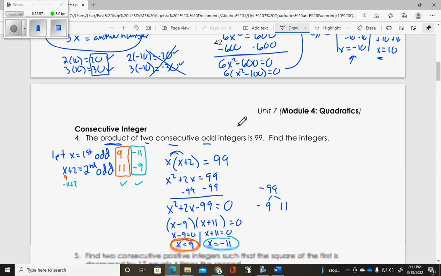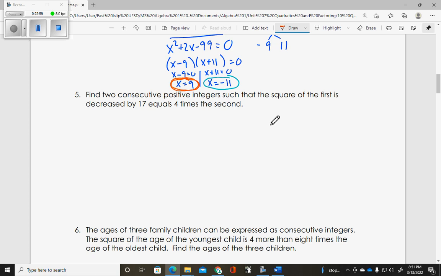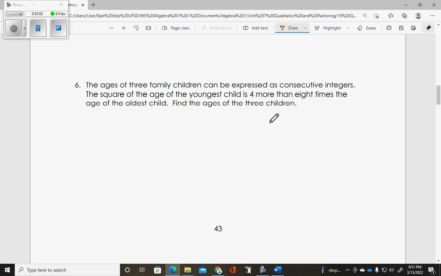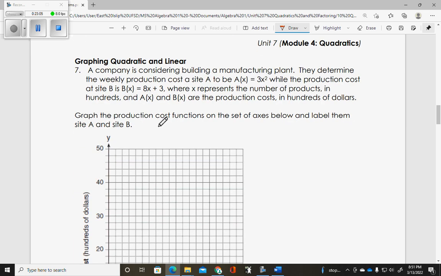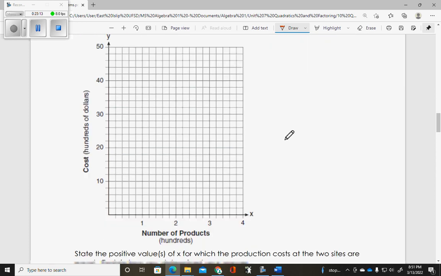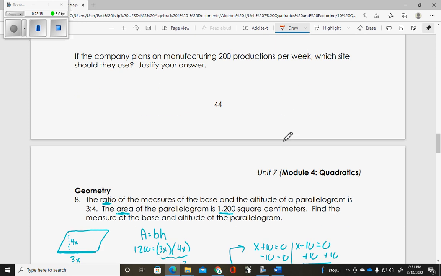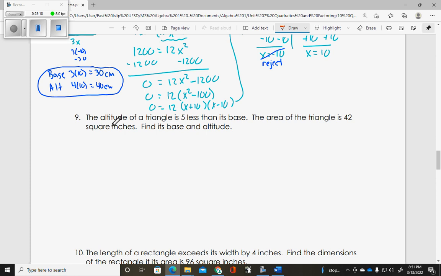I left you problems to do on your own. You're going to do number 2, number 5, number 6. 7 is a graph, so make sure you're using that graphing calculator of yours. Write down a table of values and answer the question that's being asked. You have to do 9. Remember, again, altitude means height. And just a reminder, I see it's about a triangle. Area of a triangle is 1/2 base times height.